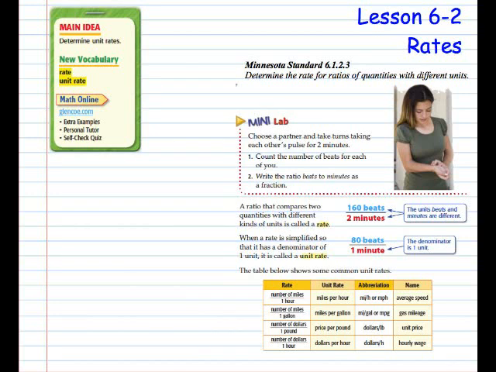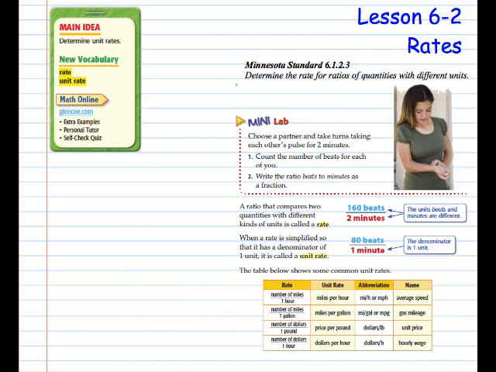A ratio that compares two quantities with different kinds of units is called a rate. In this case, you can see it's beats per minute. When a rate is simplified so that it has a denominator of 1 unit, it's called a unit rate. In this case, we divide the numerator and denominator by 2. Gives us 80 beats in 1 minute.